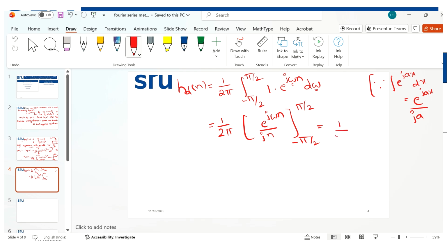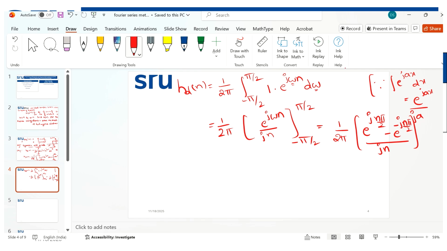So you will have 1 by 2 pi. If I substitute omega by pi by 2, e power j n pi by 2 minus e power minus j n pi by 2. So first omega value is divided by j n. First omega value is here pi by 2 and the next omega value is minus pi by 2.